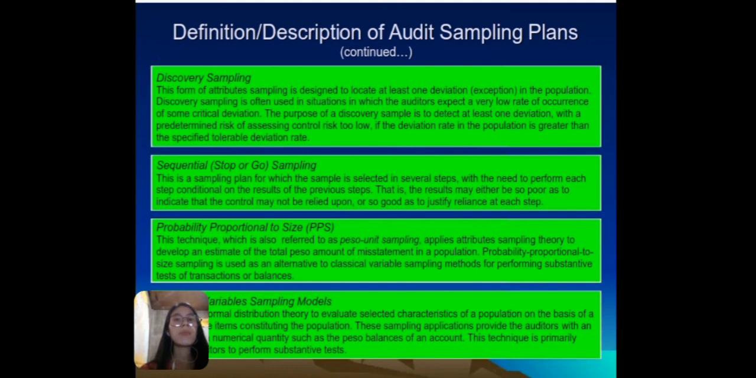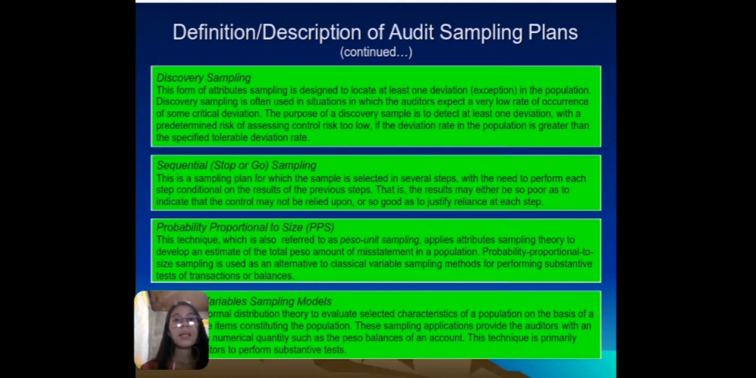And of course, we have discovery sampling. This form of attribute sampling is designed to locate at least one deviation or exception in the population. Discovery sampling is often used in situations in which the auditors expect a very low rate of occurrence of some critical deviation. The purpose of discovery sampling is to detect at least one deviation, with a predetermined risk of assessing control risk too low if the deviation rate in the population is greater than the specified tolerable deviation rate.